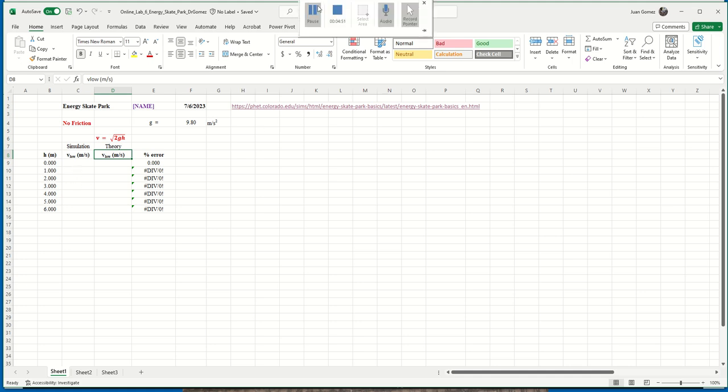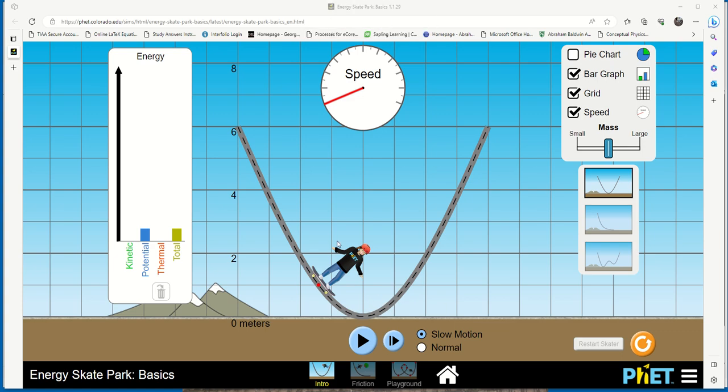Well, actually, I forgot. Let me pause it. Okay, so here I've set the skateboarder. He's at a height of 1 because see the grid, 0 meters. Each square is 1 meter. So 0, 1, 2, 3, 4, 5, 6. So right now, I've set him at a height of 1. And I'm going to hit play. Then I want to determine what is his speed right at the low point, right at a height of 0. I'm going to pause it. I'm going to inch him towards it.